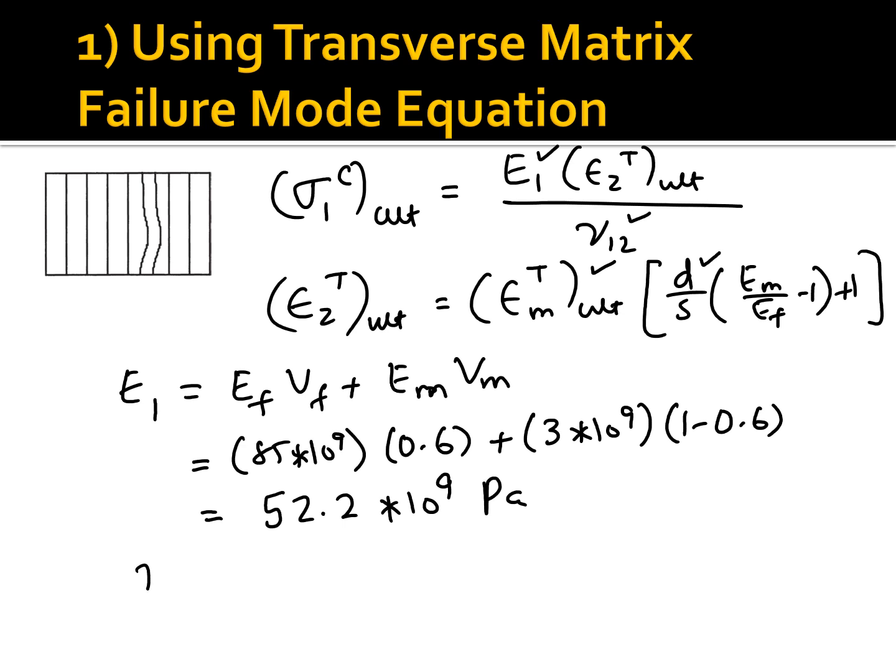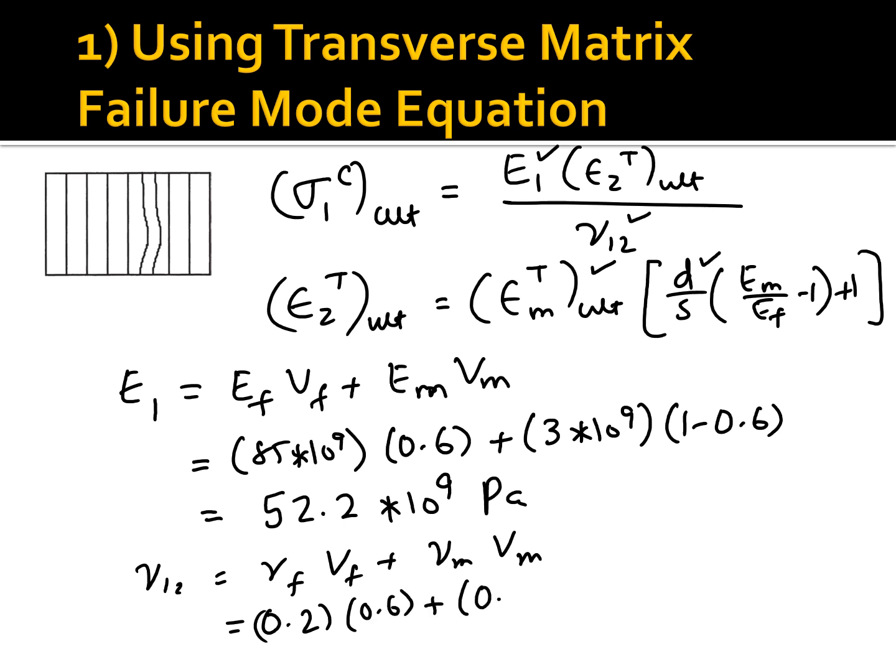Then let's calculate nu12. Again, we use the rule of mixtures. Here Poisson's ratio of the fiber is 0.2, volume fraction of the fiber is 0.6. Poisson's ratio of the matrix is 0.3, volume fraction of the matrix is 0.4 because the volume fraction of the fiber is 0.6, and that gives us 0.24. So let's now calculate epsilon MT ultimate and d by s in the next slide.